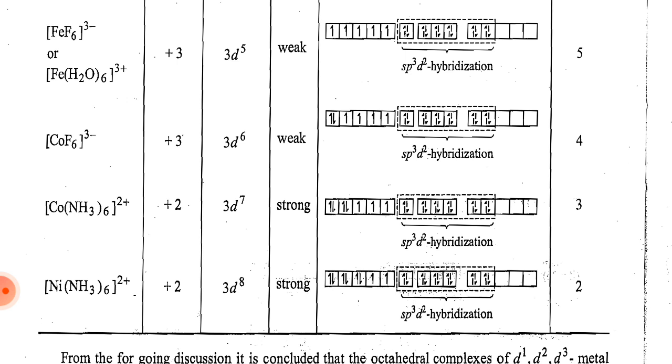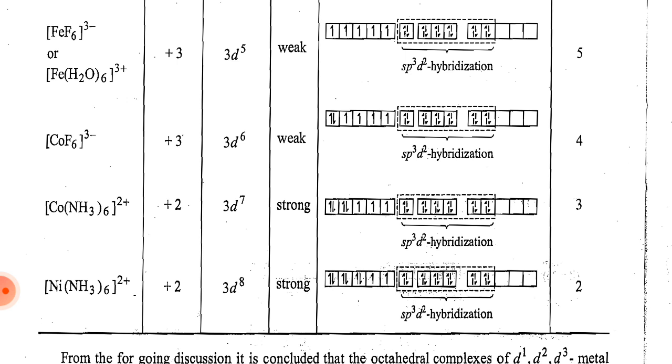Then [CoF6]3-, the oxidation state of Co will be +3, and it will show 3d6. Fluorine is a weak field ligand, so 3d will show 6 electrons. Then fluorine will share 12 electrons and form sp3d2 hybridization. The number of unpaired electrons is 4.